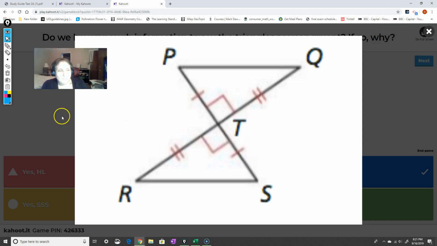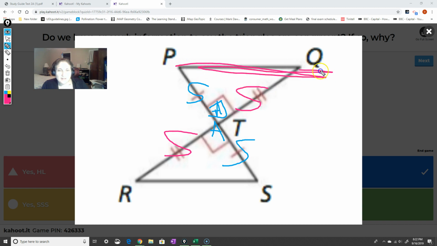Look at it again. They're not equilateral triangles. Equilateral triangles, all the sides are the same. They're right triangles. Here's the right angle, so that gives us angle. Here's our side here. That one matches this one. And this one matches this one. In order for it to be hypotenuse leg, they would have had to give us this side, which is opposite the right angle.